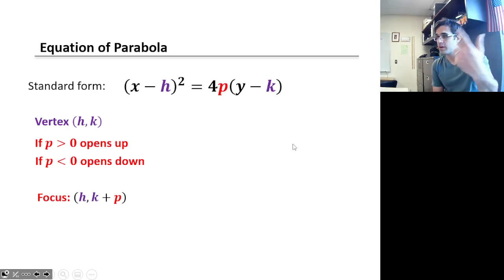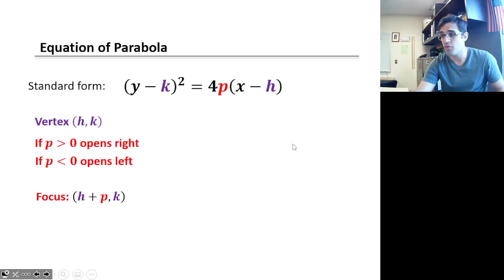If we have an x squared like this, and if p is a positive number, it opens up. If p is a negative number, it opens down. If you have a y squared like this, then a positive p means it opens right, and a negative p means it opens left. So you look at the x squared or y squared, and you look at the p value being positive or negative to tell if it opens up, right, down, or left.